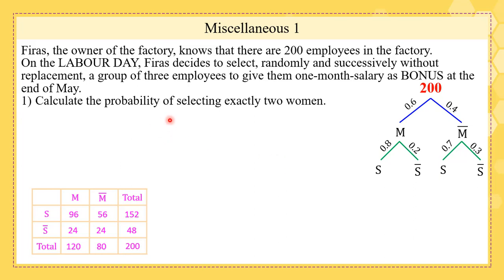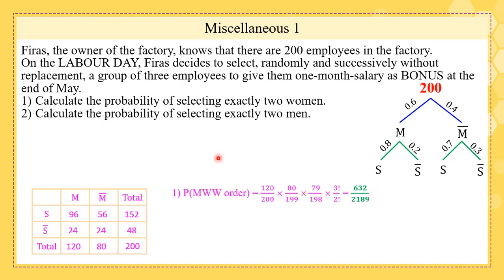Let's see, calculate the probability of selecting exactly 2 women. So remember, in this case, we are selecting 3 employees successively without replacement. Now we need to have exactly 2 women. So this would be the probability of MWW, and don't forget the order, and this would be the answer. Now calculate the probability of selecting exactly 2 men. Well, to have 2 men, this is the probability of MMW times the order that leads to this answer.